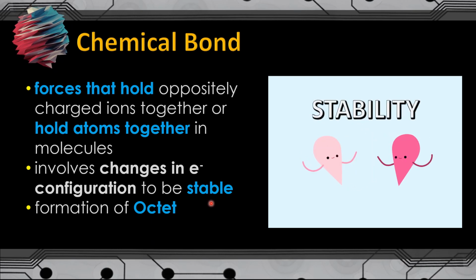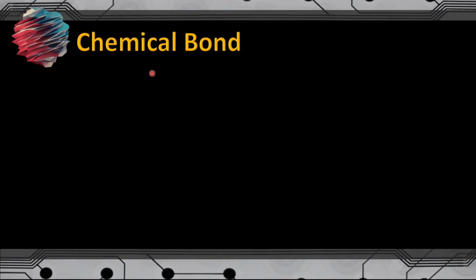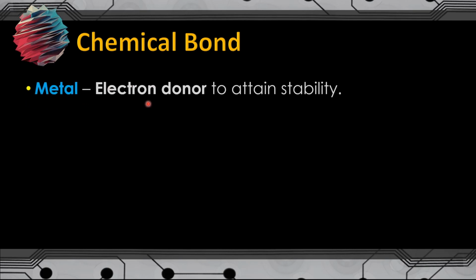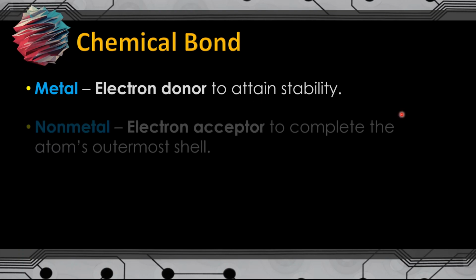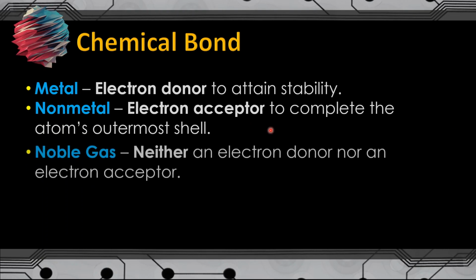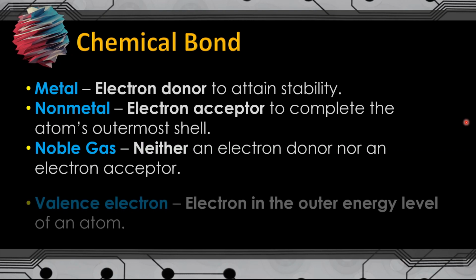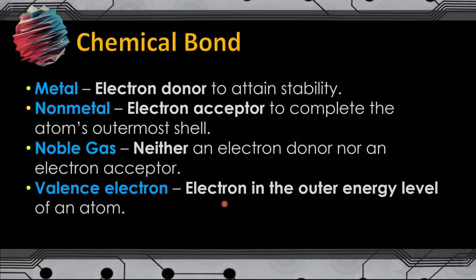So why do atoms bind? The simple answer is stability. For us to be guided in our discussion, let us try to recall some of the important terminologies we will encounter as we go on with our lesson. Metal is an electron donor to attain stability, while a non-metal is an electron acceptor to complete the atom's outermost shell. Noble gas is neither an electron donor nor an electron acceptor. And valence electron is an electron in the outer energy level of an atom.